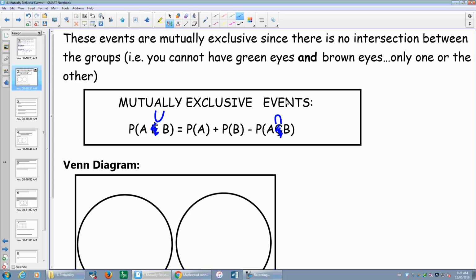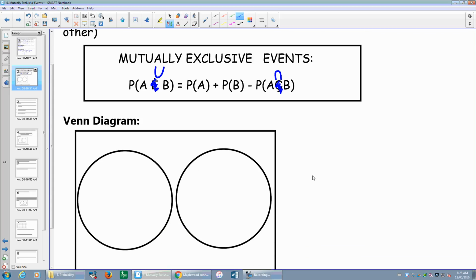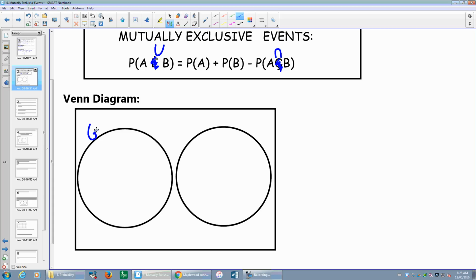So if we were to look at what mutually exclusive events look like on a Venn diagram, I have green here, which I had how many students? 2. So I have 2 students here, and I had 7 students with brown eyes. So there's no overlap. That's what we call mutually exclusive. They're by themselves. So what does that say if we have 12 students in this class?